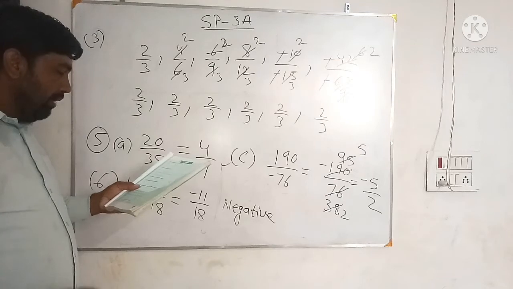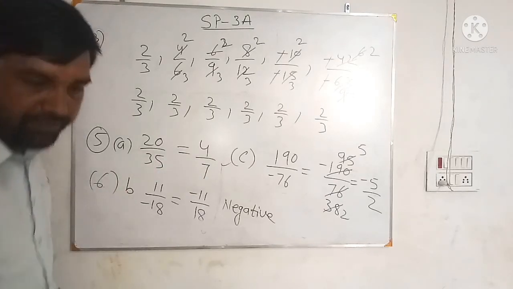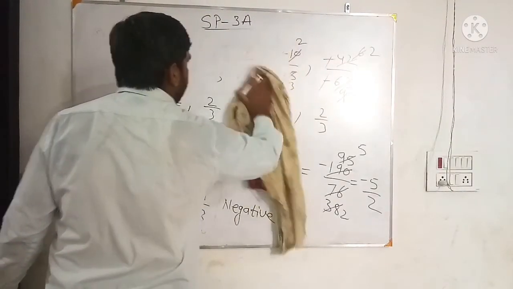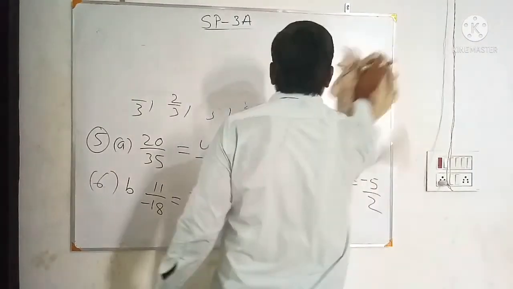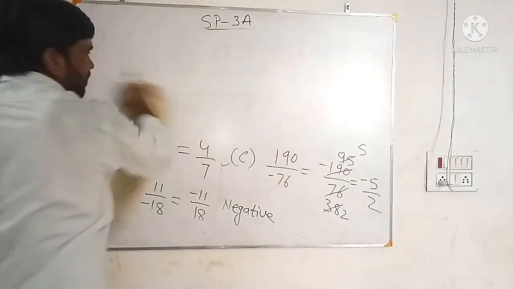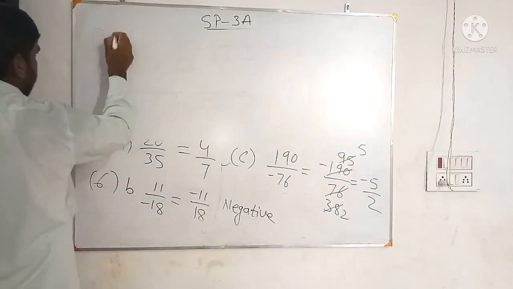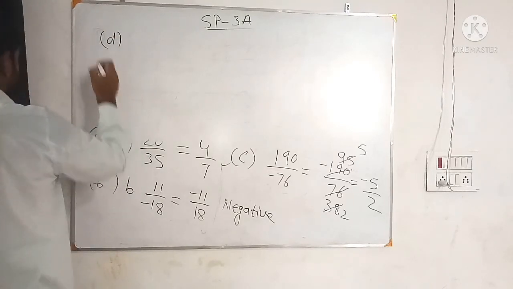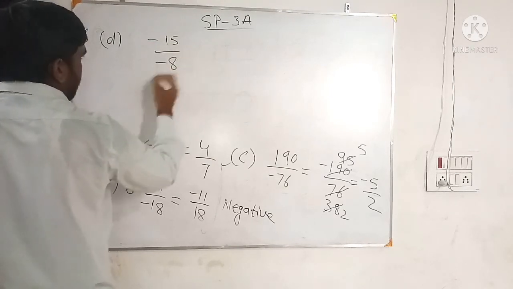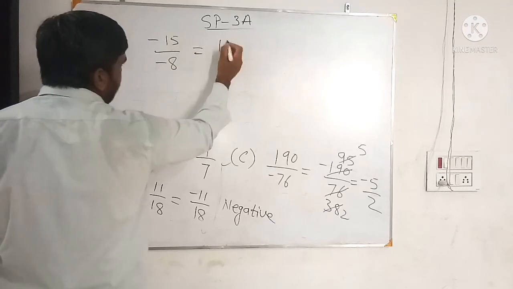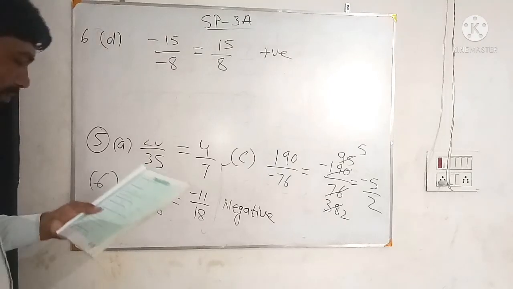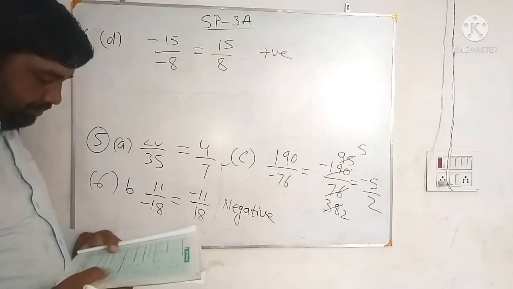Okay, now D: minus 15 by minus 8 is a positive rational number. The minus signs will cancel, it will become 15 by 8. So this is a positive rational number. Okay, the remaining you can do on your own.